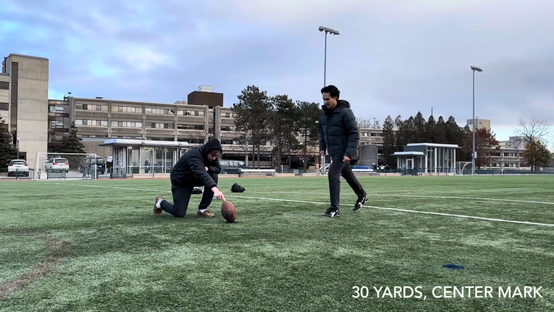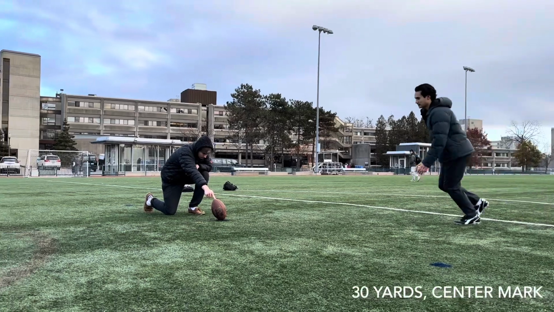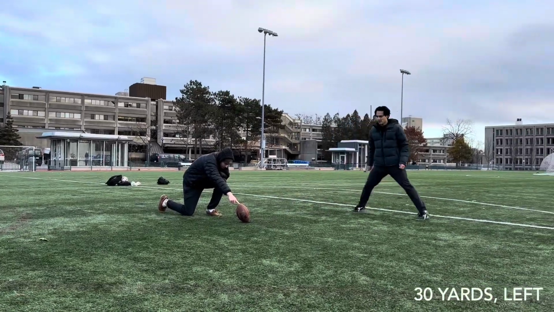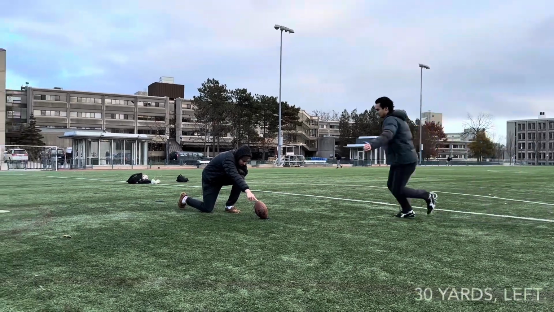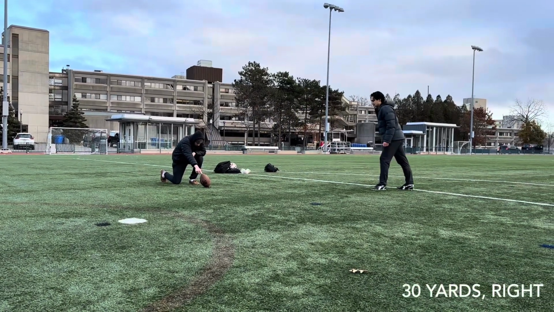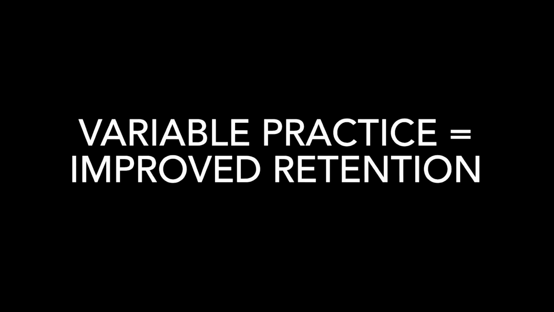The individual in this practice session will perform field goal kicks from the 30-yard line with the ball placed in the center of the field goal posts. The learner should also be practicing kicks with the ball placed to the left and right of the center mark in order to increase variability of this skill. This variability will be beneficial for the learner's retention of the skill, which will then result in improved performance of the kick.